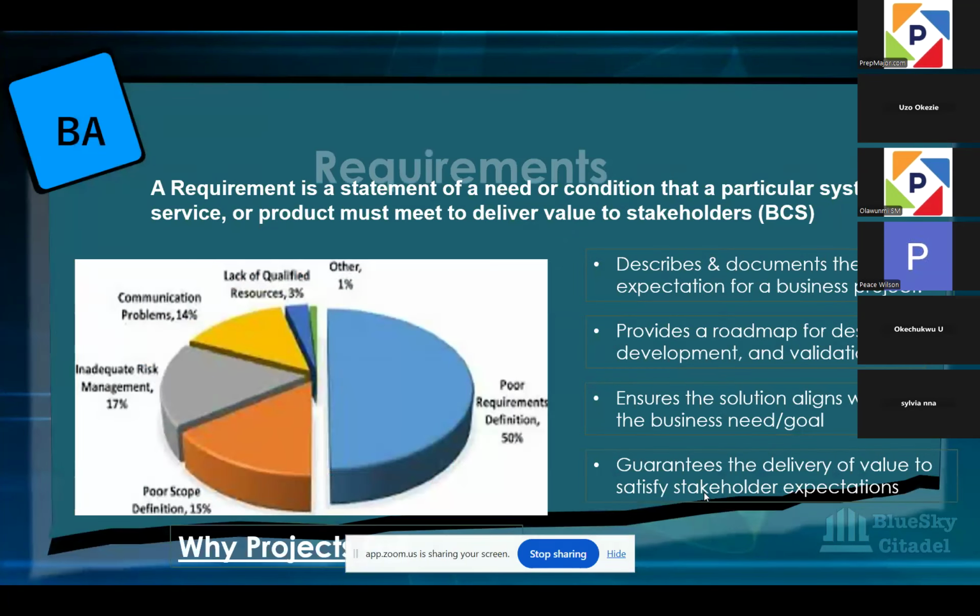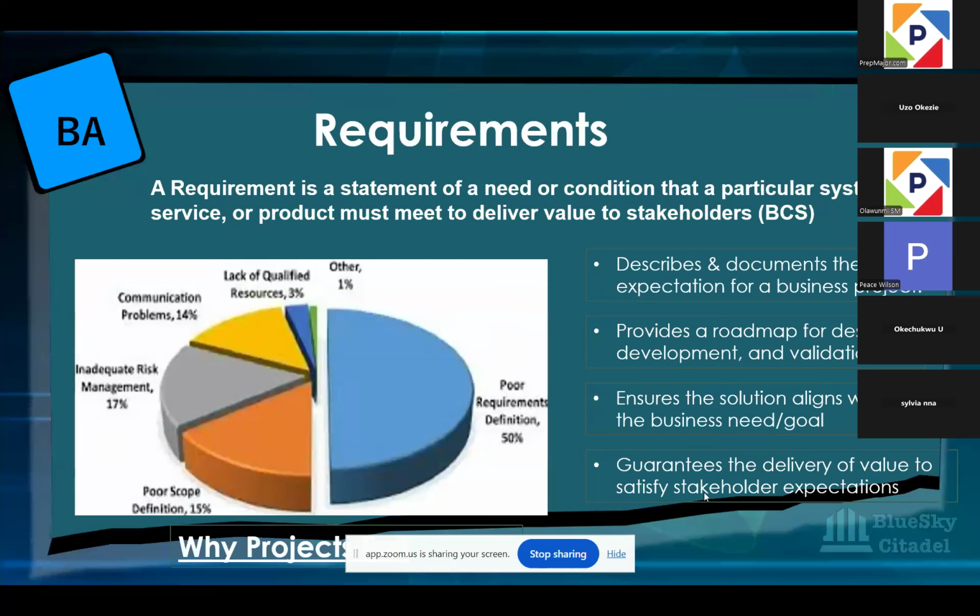So the first thing we're going to do, remember your jargon buster. You're going to need it here because now we're going to talk about a bit of the technicality of being a business analyst. Now, as a business analyst, the one thing you're going to hear a lot is requirements. Very, very important. If you look at the image here, you will see why requirements are very important. This is the reason why most projects fail. Lack of communication, risk management, poor scope definition, lack of resources, and some other things, 1%. Poor requirements definition is 50% of why most projects fail. That's just to tell you how important requirements are.